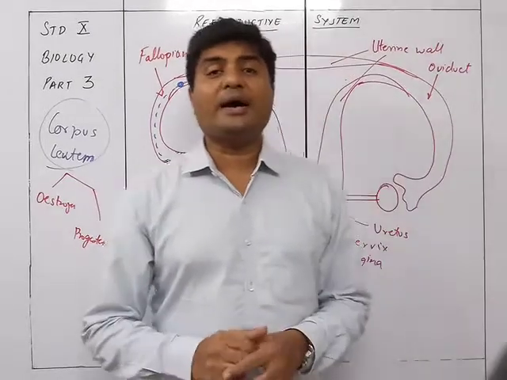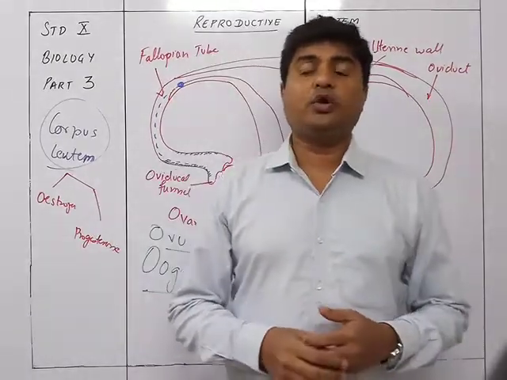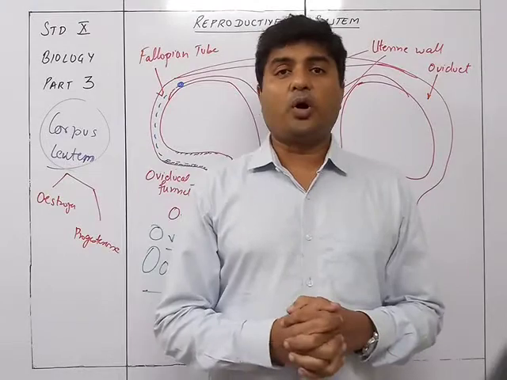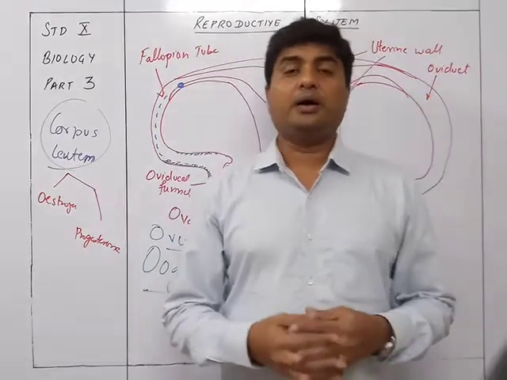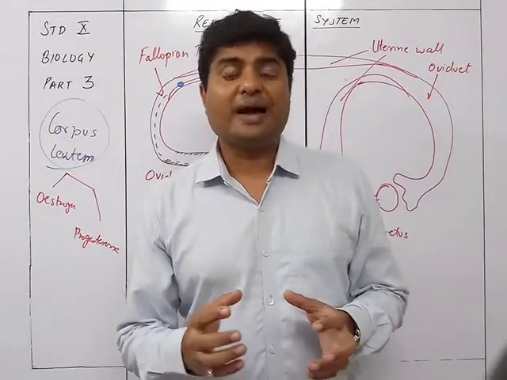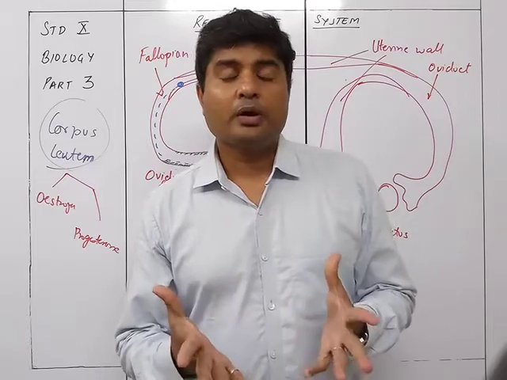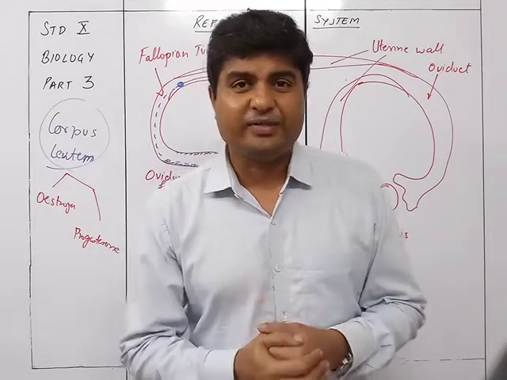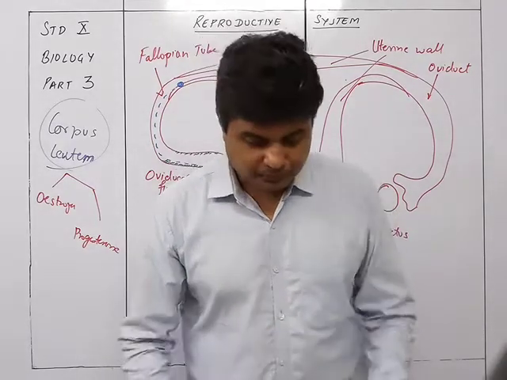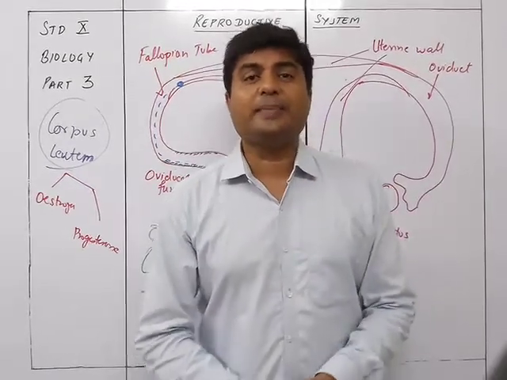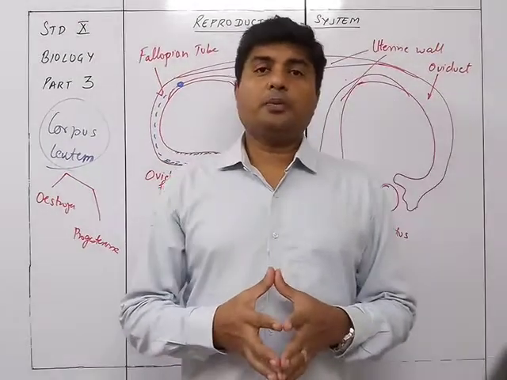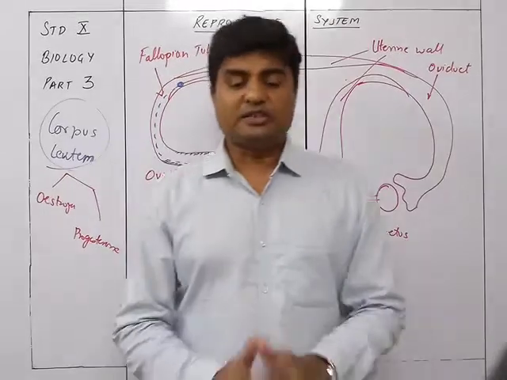Now we see what changes are going to take place in the body of a female so as to receive the embryo into the uterus. This cycle is called the menstrual cycle. It is a cycle of 28 days.